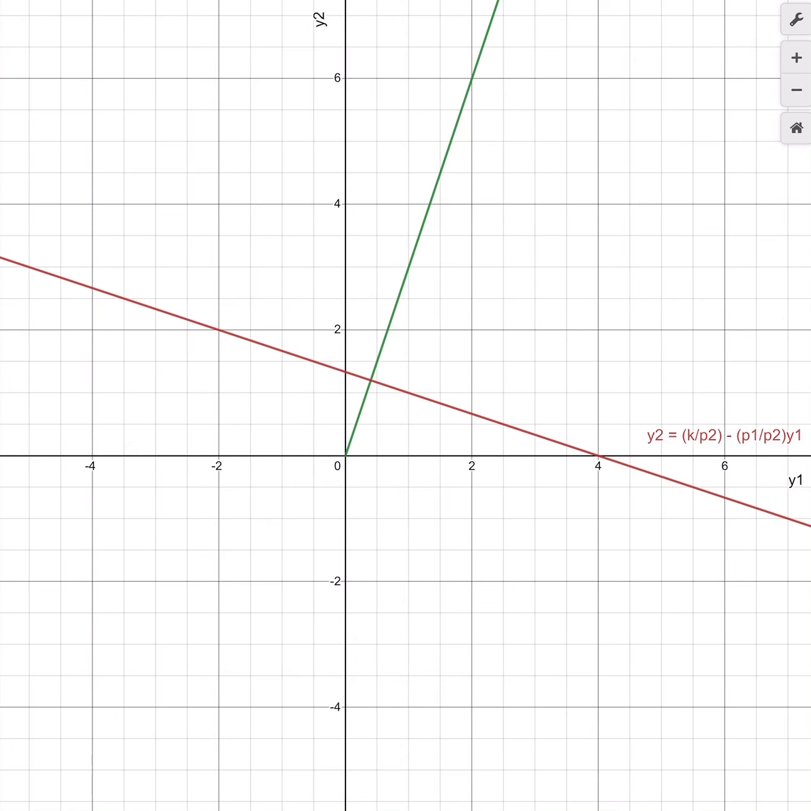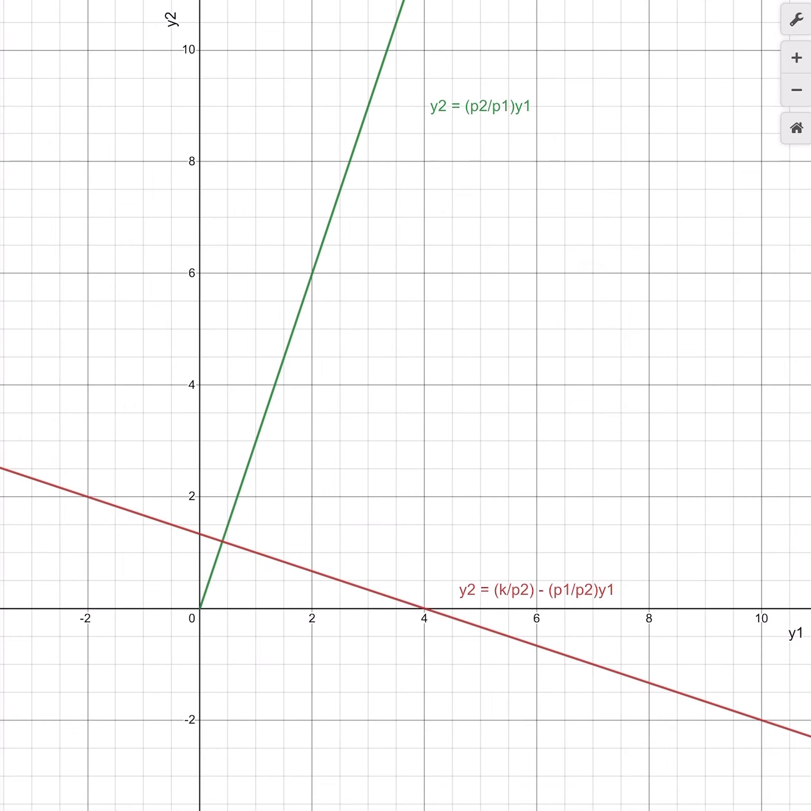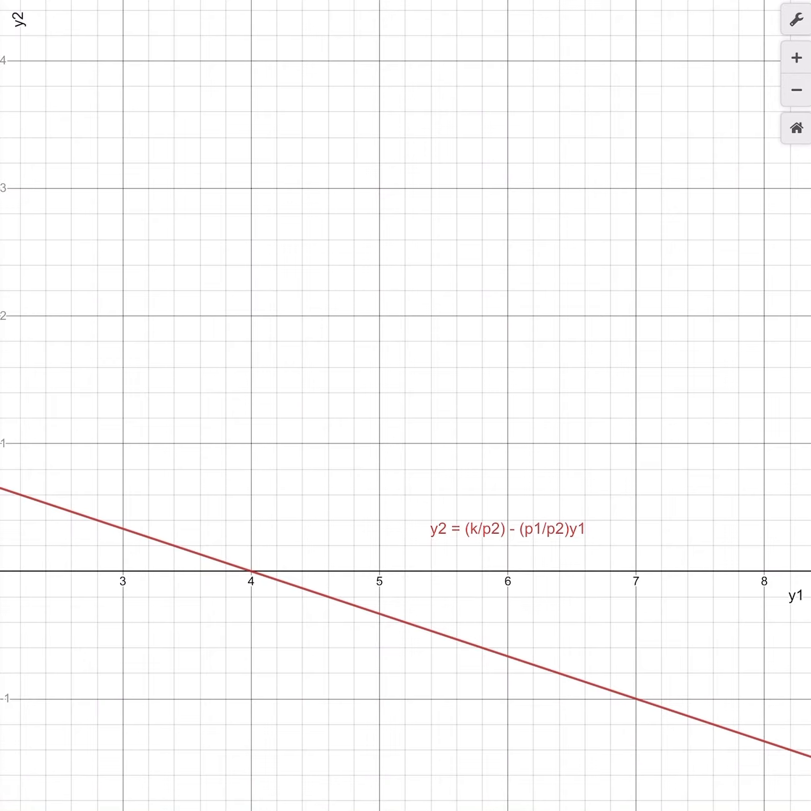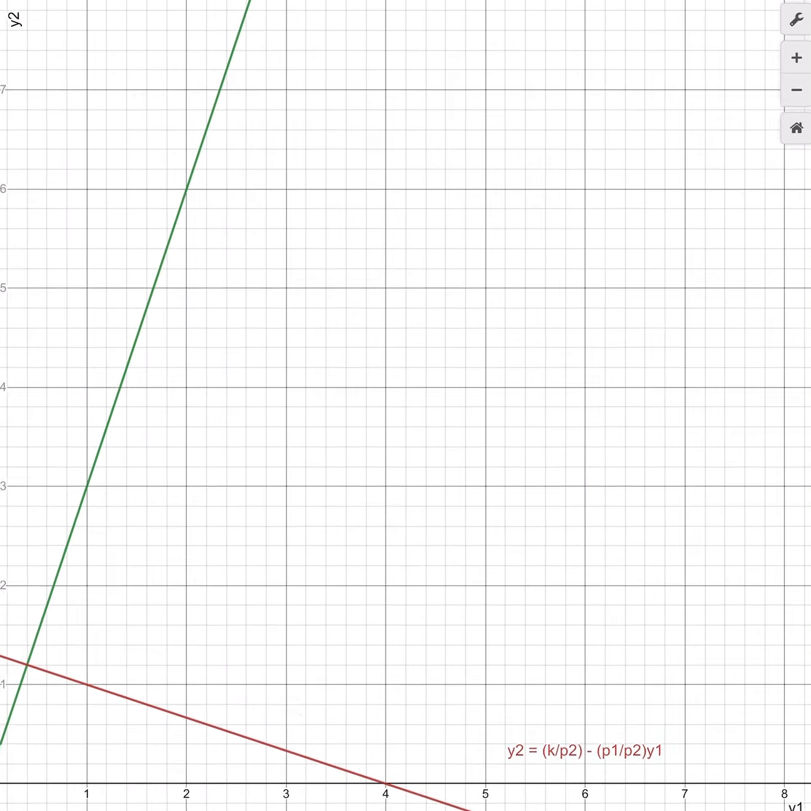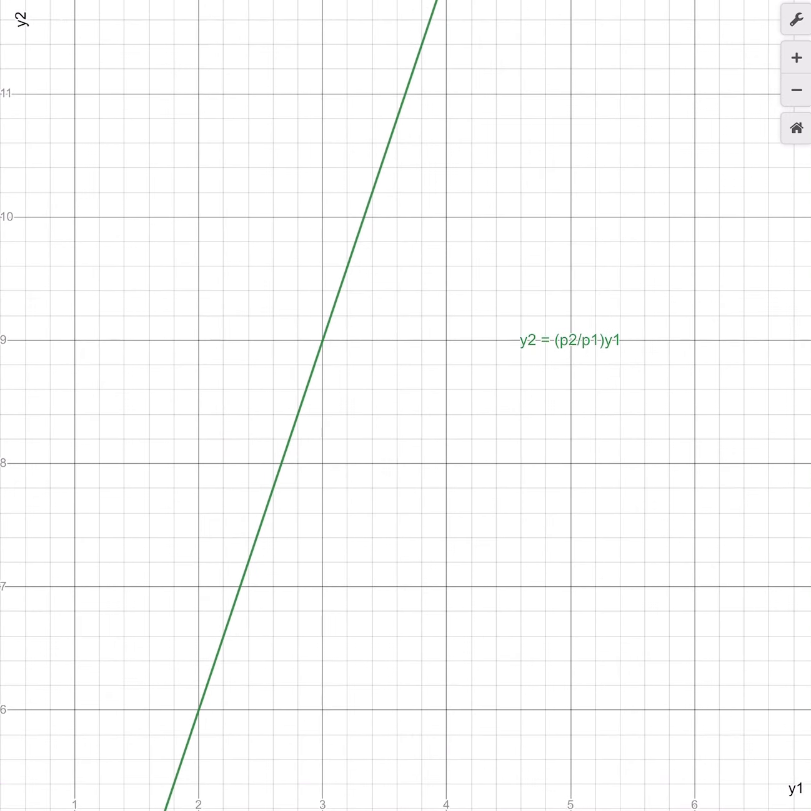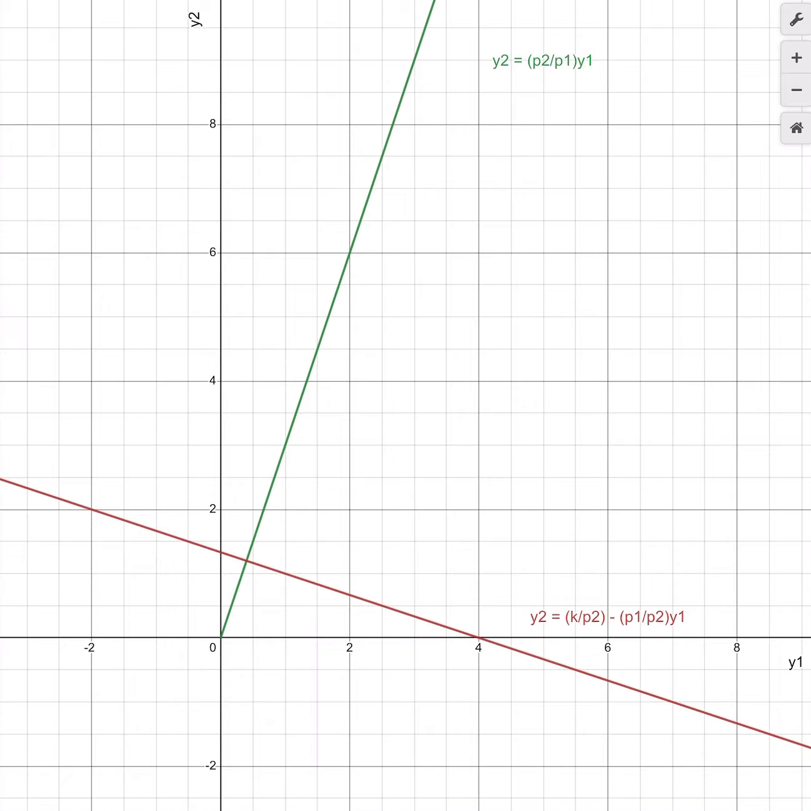That should make sense because algebraically, P2 over P1 is the negative inverse of negative P1 over P2, and those are the 2 slopes. Two lines are perpendicular if their slopes are negative inverses of each other. If that part doesn't make sense, take negative P1 over P2, divide 1 by that and multiply by negative 1, and you get this slope. That's what ends up being true for two lines to be perpendicular.